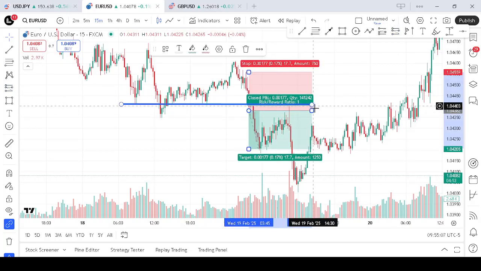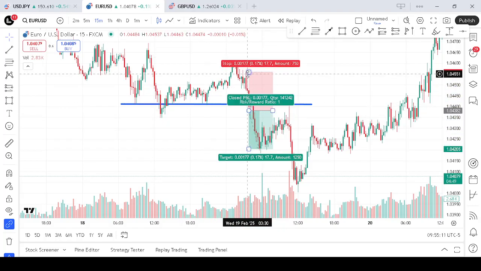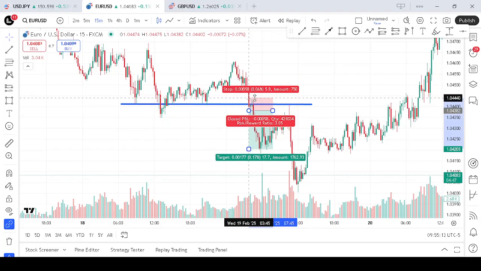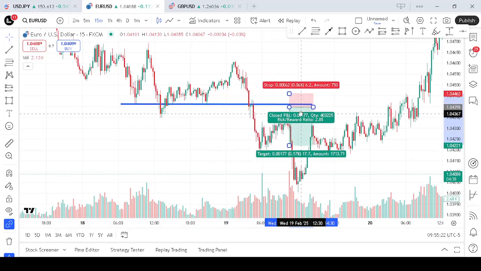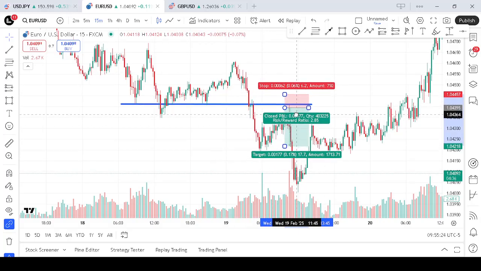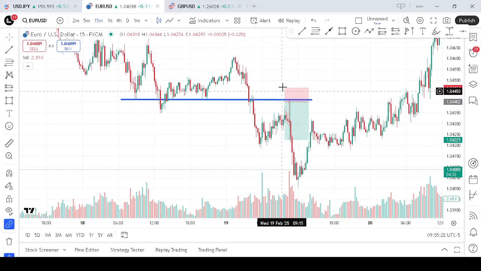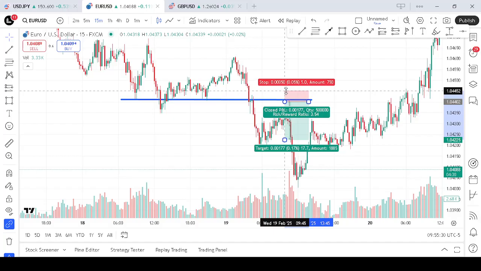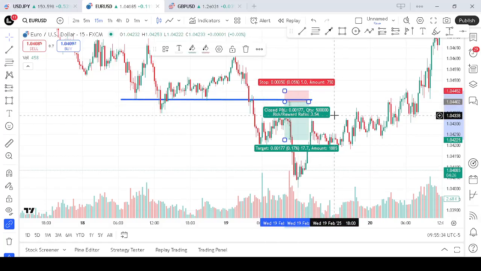This is the first way to enter. If you enter immediately when price breaks out, you put your stop loss just above your resistance or just above the previous support area. Or we can wait for a retest. When price comes to retest your breakout zone, you enter, and you put your stop loss just above your resistance level. That's how we can manage our trade.